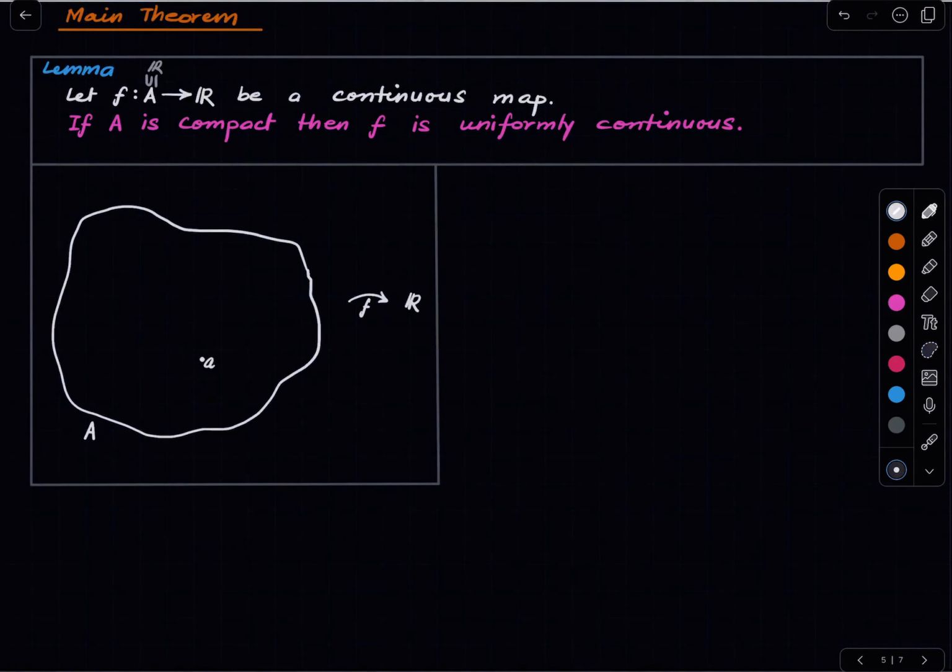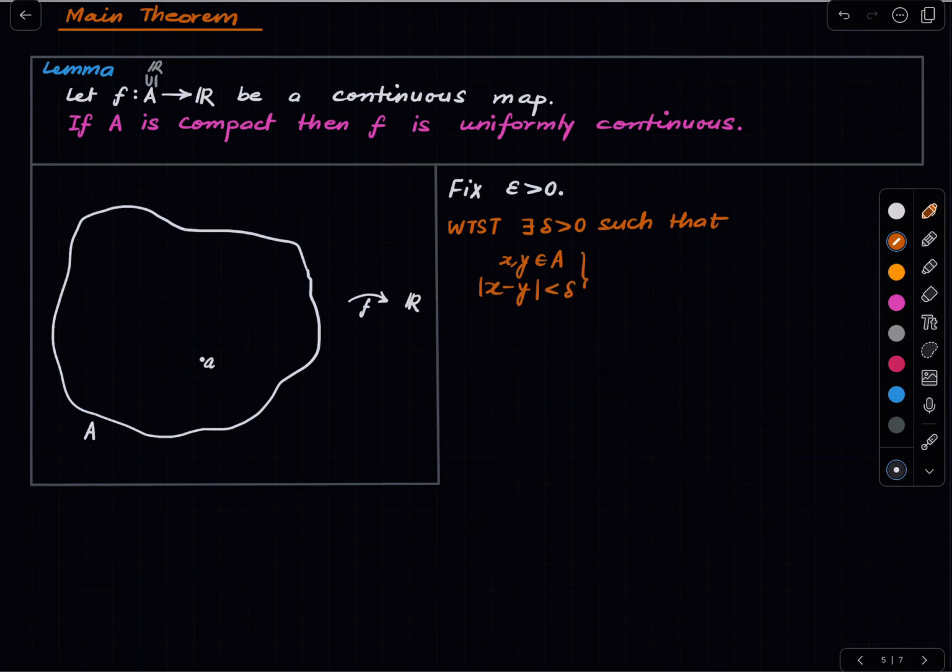Okay, so let's try to prove this. Fix an epsilon greater than 0. And let's write down what we are trying to prove. We are trying to show that there exists some positive delta such that whenever we choose 2 points in the domain which are distance less than delta apart, the image points will be distance less than epsilon apart. So that's what we want to prove.